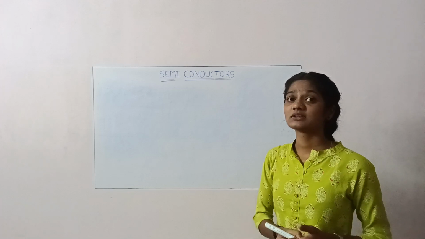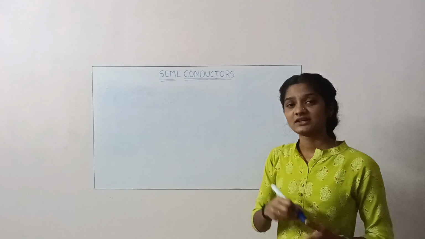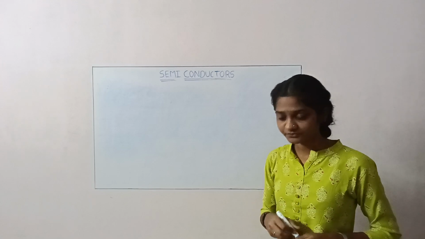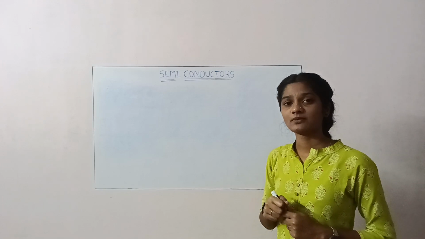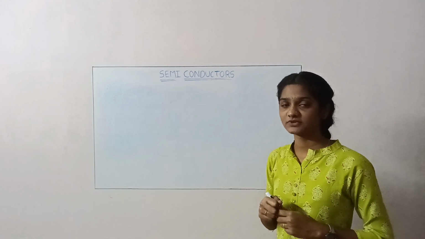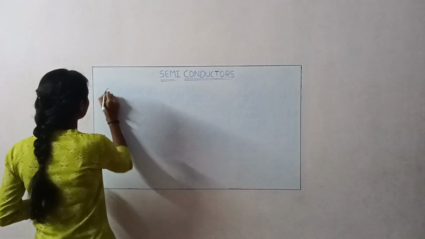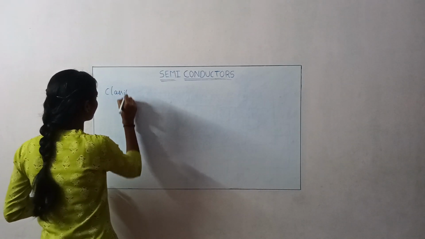Then what are these conductors, insulators and semiconductors? First, let us see the classification. In this lecture, I am going to give the classification based on two types. First one is based on conductivity. Okay? Classification based on conductivity.